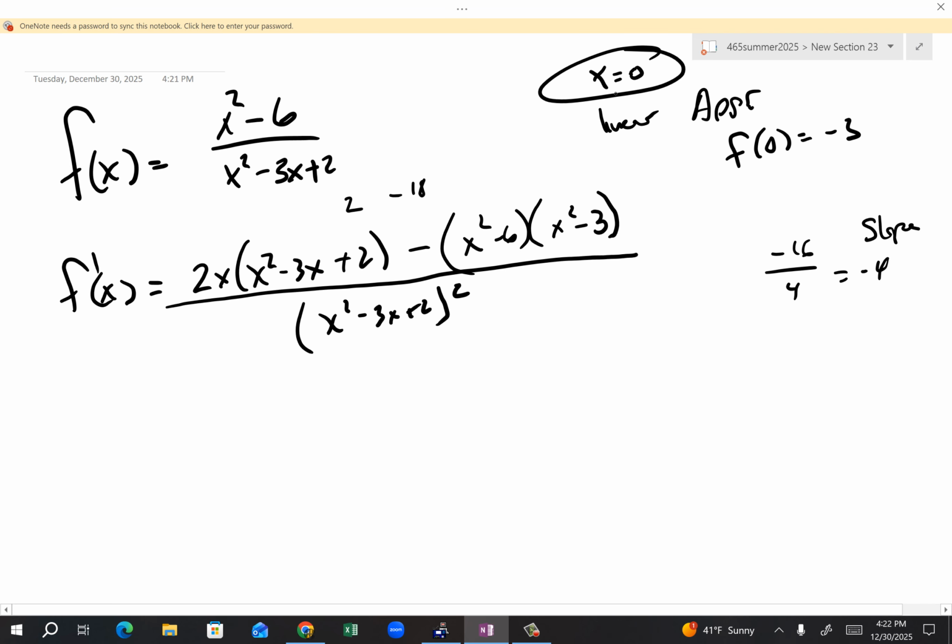Again, plug in 0. Done. Actually, that's not even going to be that, because hold the phone, it's actually not true. It's going to be just negative 18, because this is going to go to 0. So it's just negative 18 divided by 4, which is negative 4.5. There's our slope. So that means f of x is approximately negative 4.5 x minus 0, plus a negative 3.